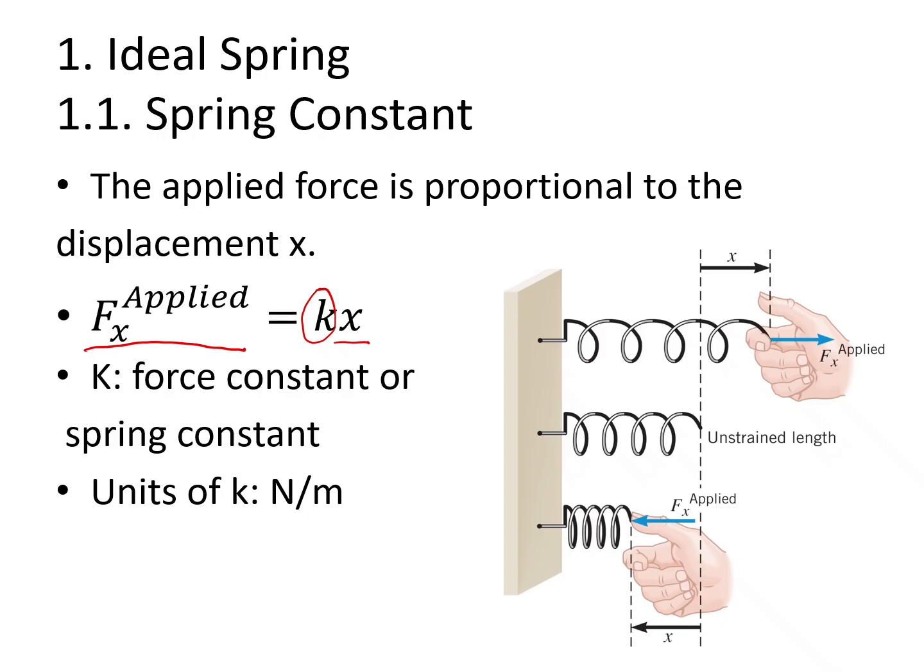The unit of the spring constant is newtons per meter. That means it tells us how many newtons of force are required for each meter of displacement. For example, a spring constant of 100 newtons per meter means a 1 meter displacement would require 100 newtons of applied force, as long as the spring remains in the ideal range.